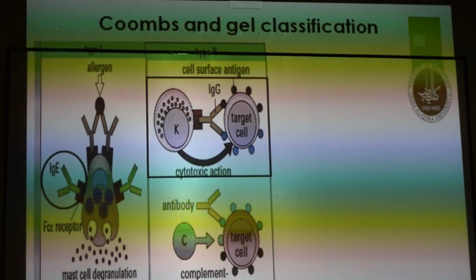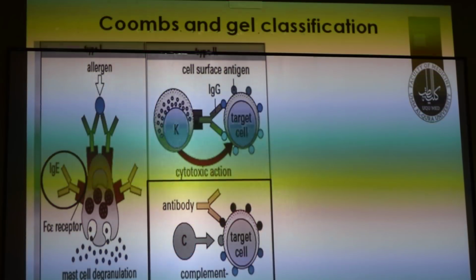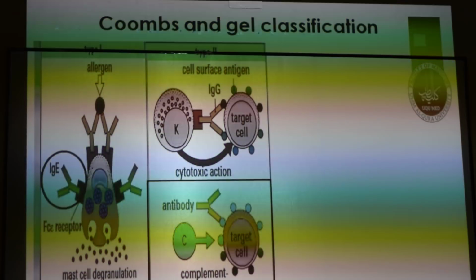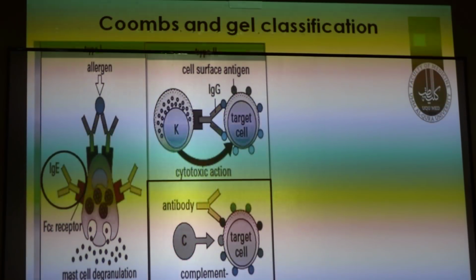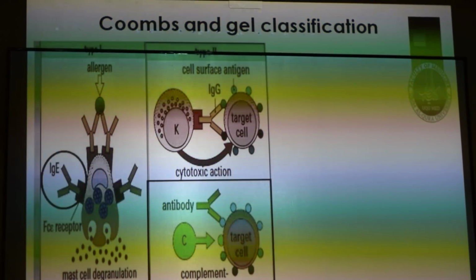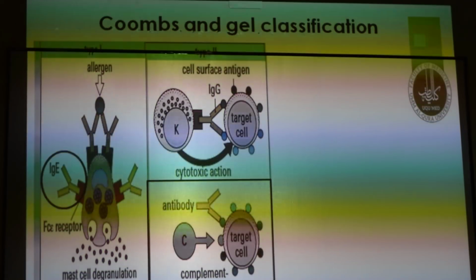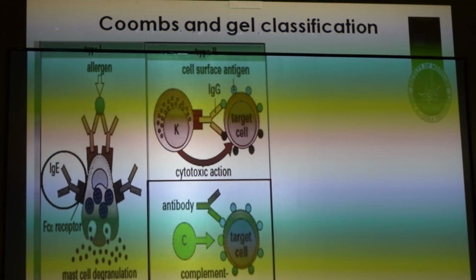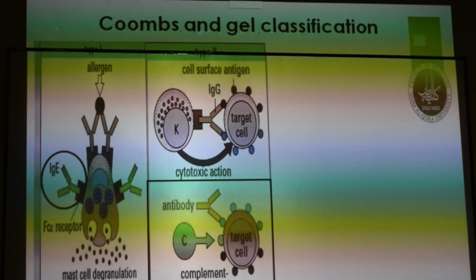On the other hand, the IgM antibody below this has the capability of activating the complement system, the classical pathway. So the complement proteins can kill or target the cell. In both cases, there is cytotoxicity caused by immunoglobulins, IgG and IgM. So type 1 is mediated by IgE, type 2 is mediated by IgG and IgM.